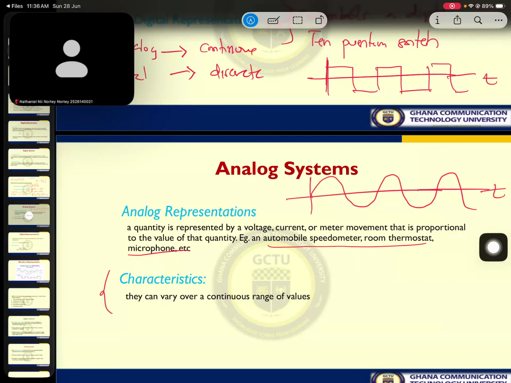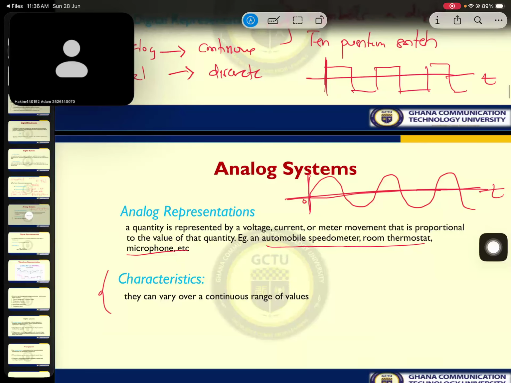Especially alternating. Someone asks: can you say that analog starts from 0 upwards, from low to high? No, it doesn't mean that analog basically starts from zero. In signal representation like this, the origin is zero, but it doesn't mean that analog starts from zero.